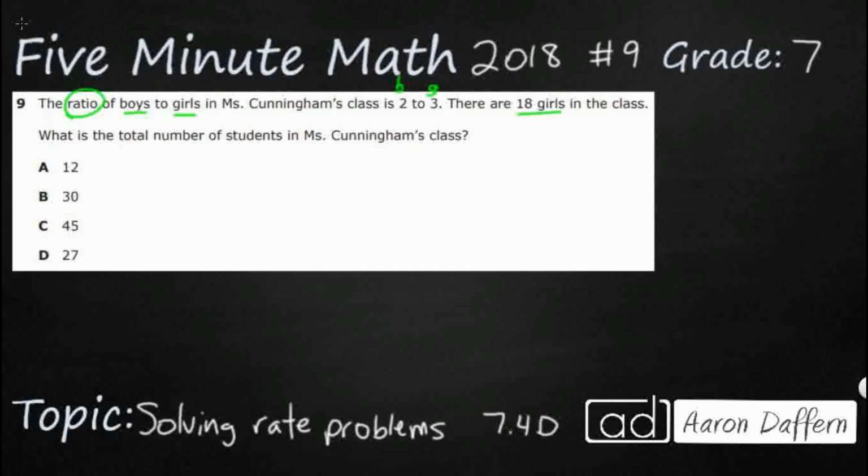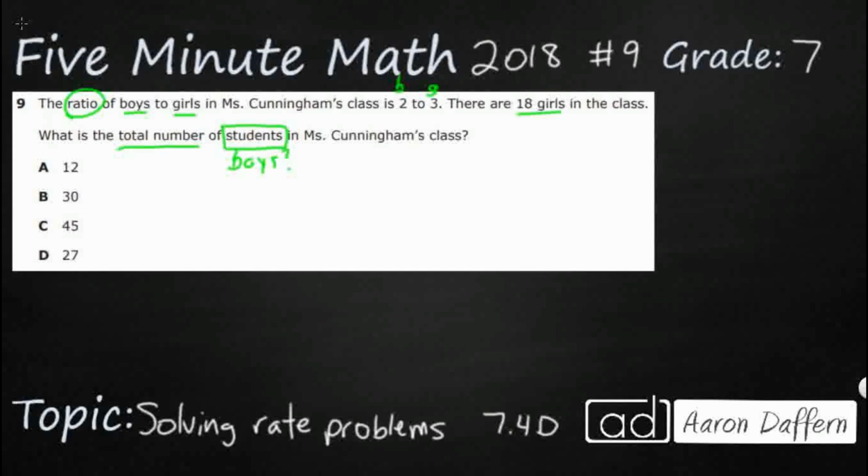So notice the question. Total number of students, we would expect that to be boys. We're going to need to figure out the boys. But it's not boys, it's students. So just watch out for that little trick right there. So let's first start with this ratio. Let's figure out how many boys there are, right?